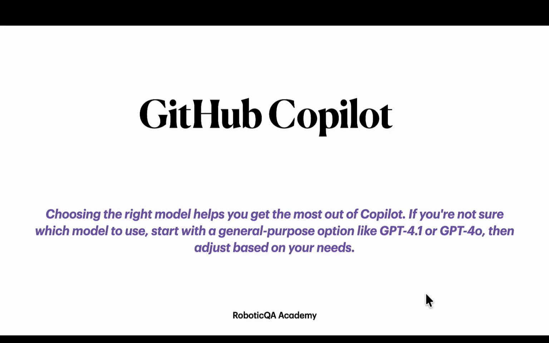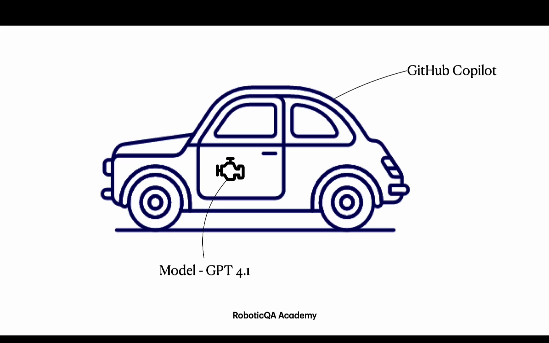Many people struggle, saying Copilot is not working, or it is not giving the correct output, or it is not fixing my code. So we'll see how to use different models, what the purpose of each model is, and when to use which model. First, let's understand what GitHub Copilot is, and what the model inside it is.